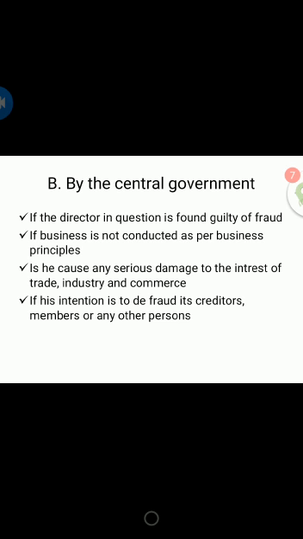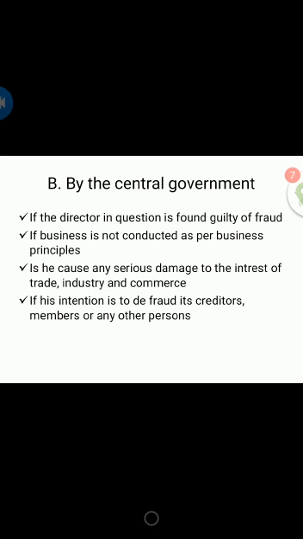if his intention is to defraud its creditors, members or any other person. Okay. The business of the company is managed by such person with an intention to defraud the creditors, members and any other persons. So in order to cheat someone, you are going to manage the company or do your work in that way. Here the central government may order the director to get out of the office.